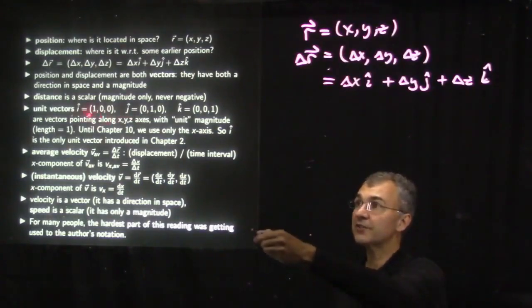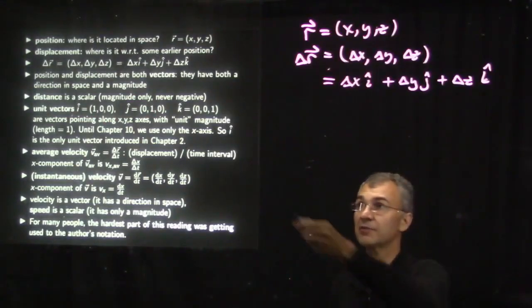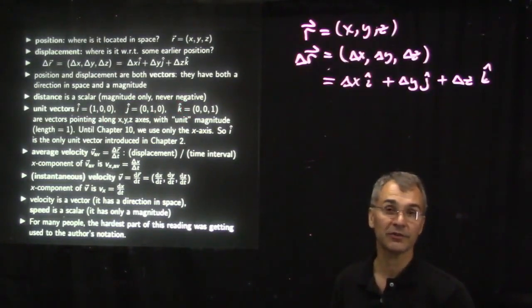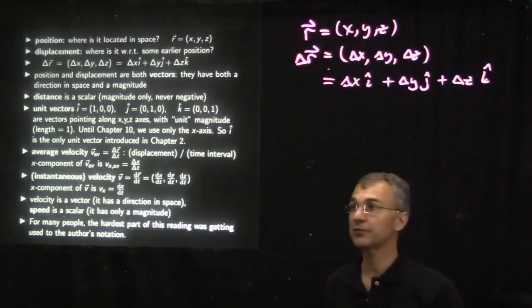So we have these unit vectors. i hat is in the x direction, j hat is in the y direction, but we won't use y for the next 9 chapters. k hat is in the z direction. I don't think we'll ever use k hat in this course. So they point along the x, y, and z axes, and they have unit magnitudes. That means the length is 1. But these unit vectors, again, I think they'll just confuse you. So you can ignore them if you want to, I guess.